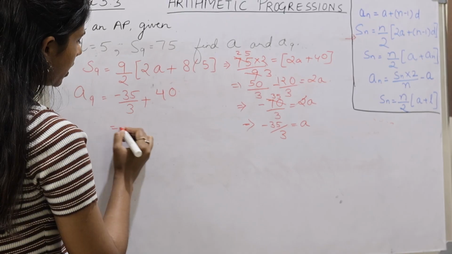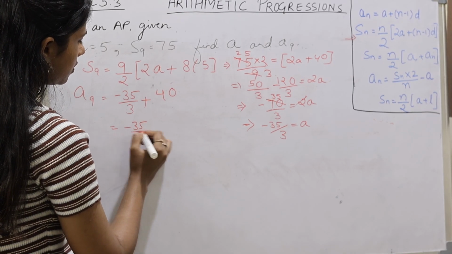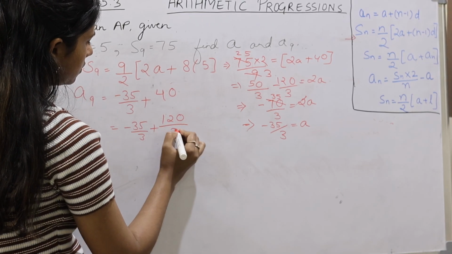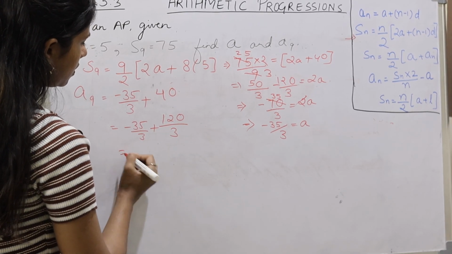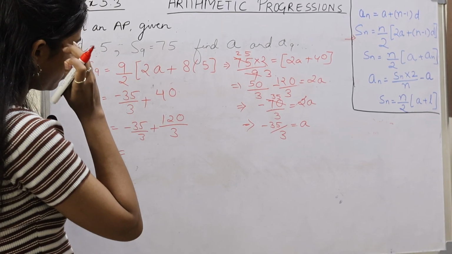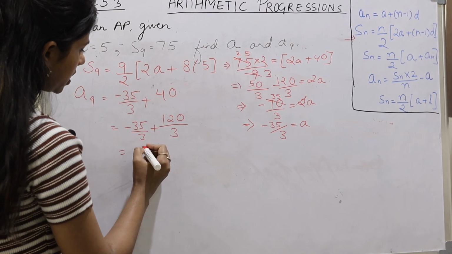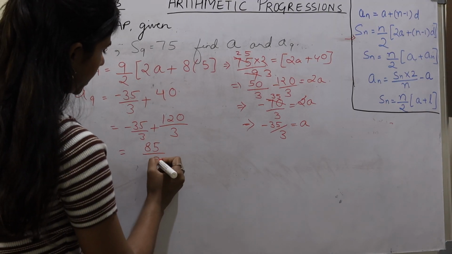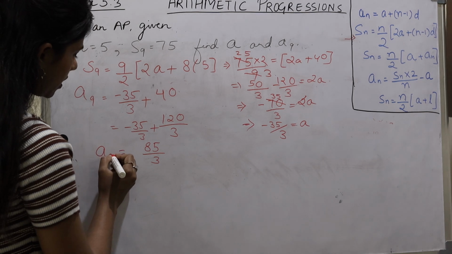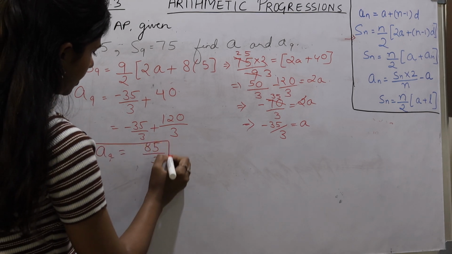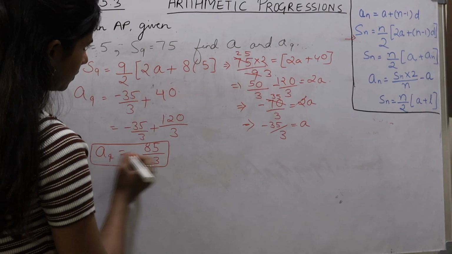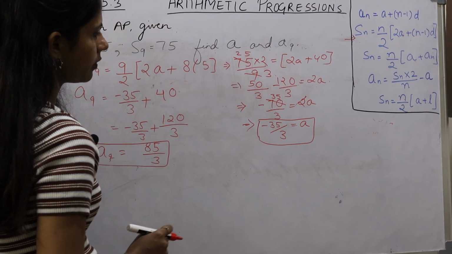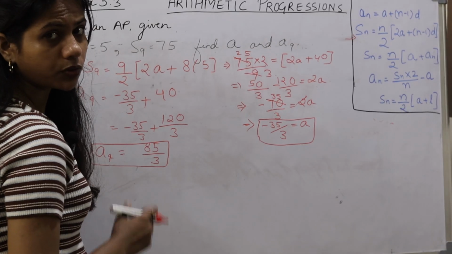Okay. Now we will equate the denominators. So it will become, alright, now if we subtract 35 from 120, it will be 85 by 3. So A9 is 85 by 3, and A is minus 35 by 3. Now let's move on to the next question.